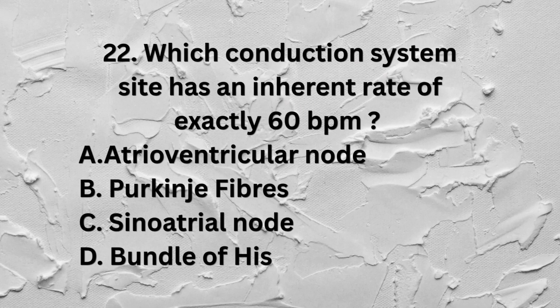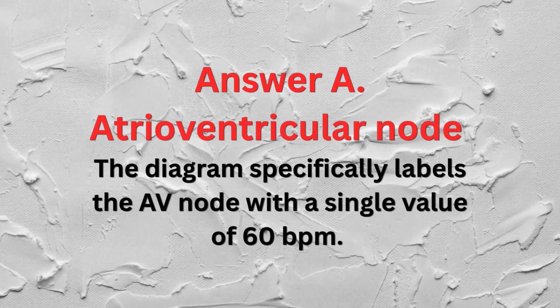Which conduction system site has an inherent rate of exactly 60 bpm? A. Atrioventricular node. B. Purkinje fibers. C. Sinoatrial node. D. Bundle of His. Answer A. Atrioventricular node. The diagram specifically labels the AV node with a single value of 60 bpm.